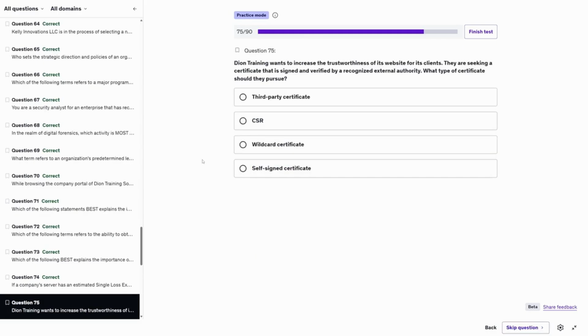Dion Training wants to increase the trustworthiness of its websites for clients. They're seeking a certificate that is signed and verified by a recognized external authority. What type of certificate should they pursue?